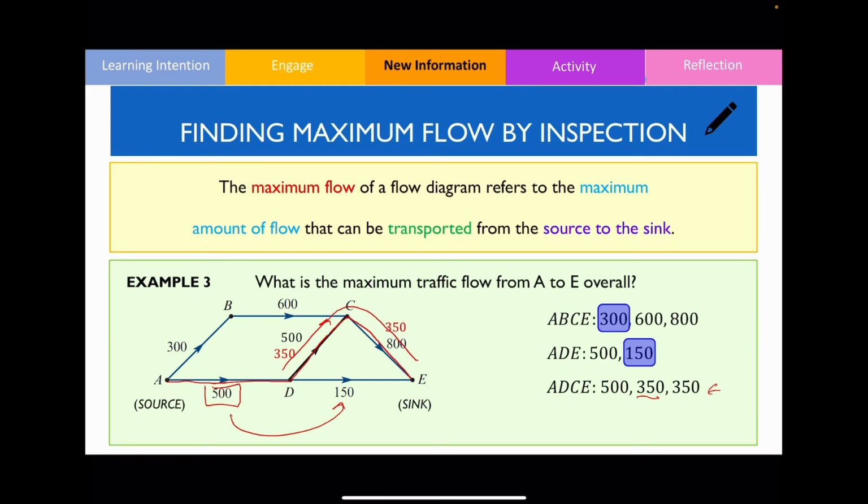After I've done that, I can clearly see that the maximum rate going through this particular pathway is going to be 350. And to therefore answer the question, what is the maximum flow from A to E overall? It's just going to be the sum of these three values. So therefore, 300 plus 150 plus 350 is going to be equal to 800 cars per hour that can flow from A to E. I'd like you to now have a go answering a few questions.